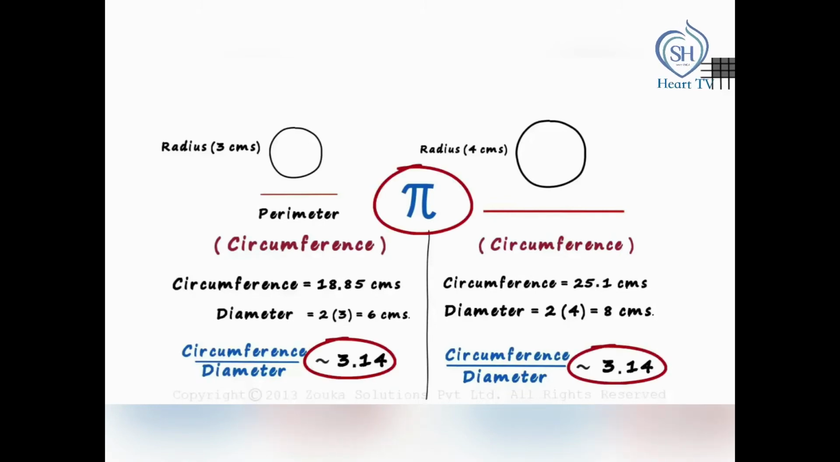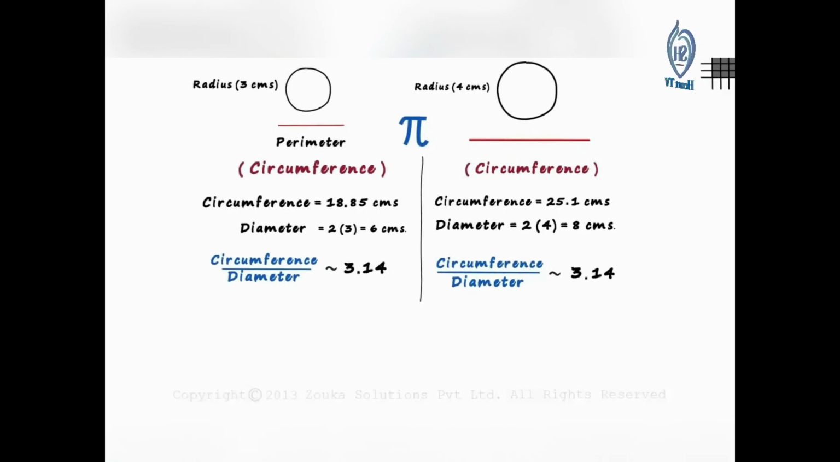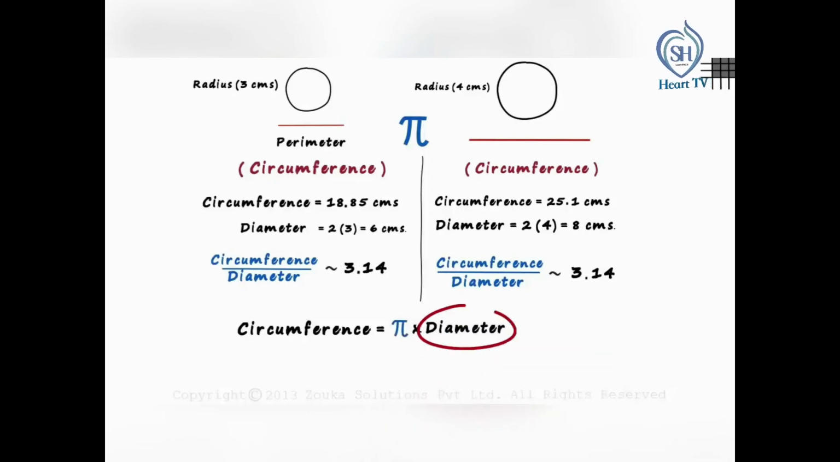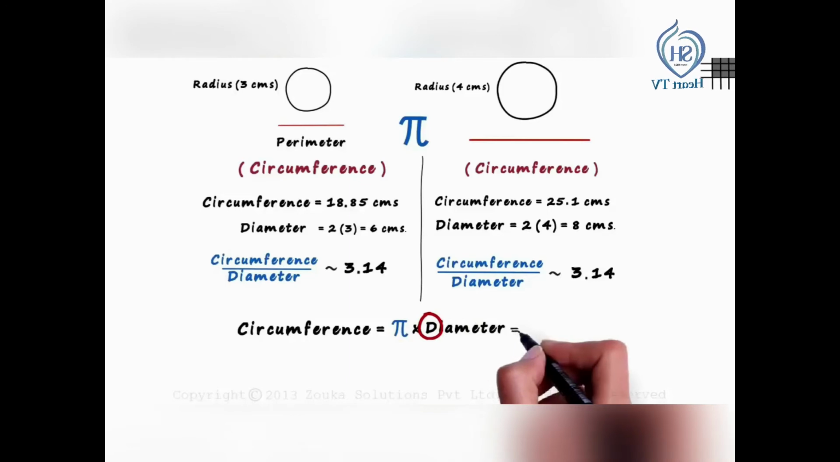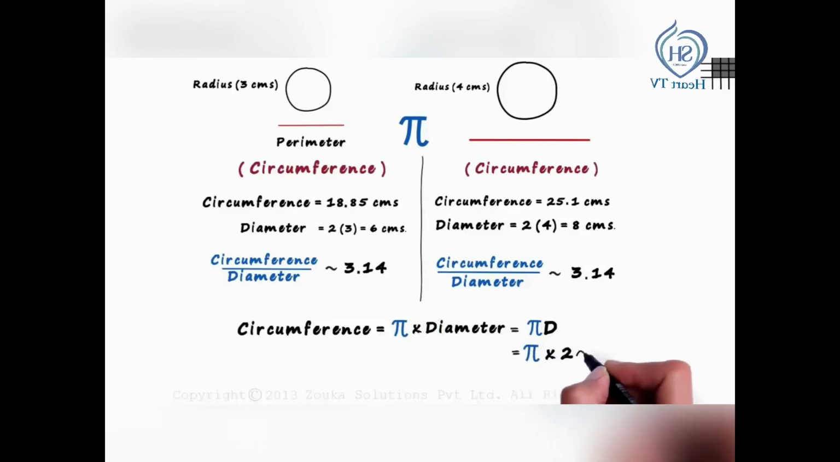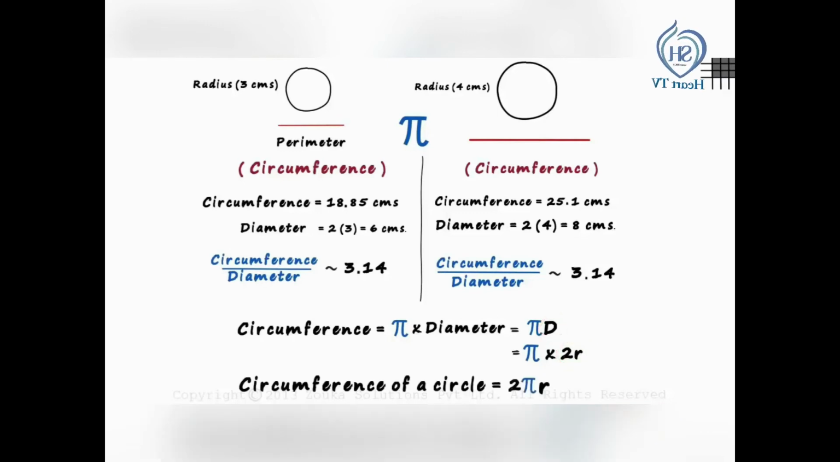This value is pi. Remember, both these values are approximations. Now, let's zoom out and deduce a formula for the circumference. As the circumference by diameter equals pi, we can say that the circumference of a circle equals pi multiplied by the diameter. If we call the diameter d, then the formula can be written as pi multiplied by d, which can also be written as pi multiplied by 2r, because the diameter is twice the radius. So the circumference of a circle is written as 2 pi r. All we did is write this product a bit differently.